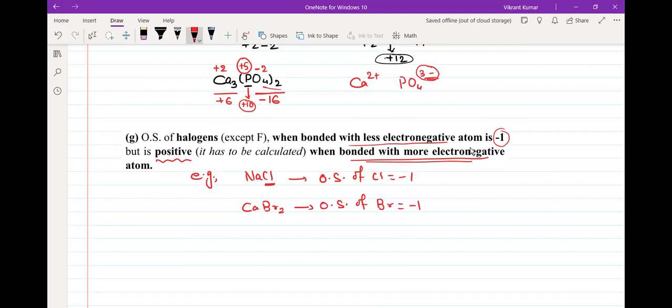Even if they are complicating it, like मैंने दे दिया ऐसा, ऐसा कुछ लिख दिया. Even then, we can directly write nickel is metal, chlorine is non-metal. So oxidation state of Cl is -1. But if I give you HClO4, now, Cl is bonded with O.